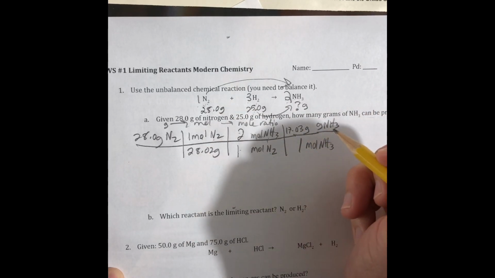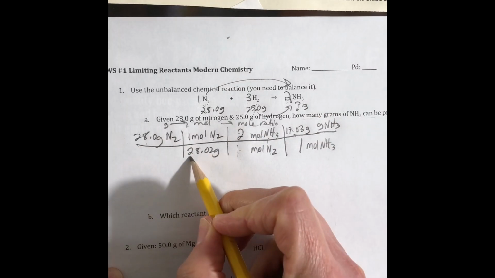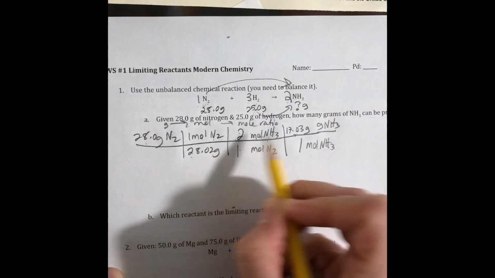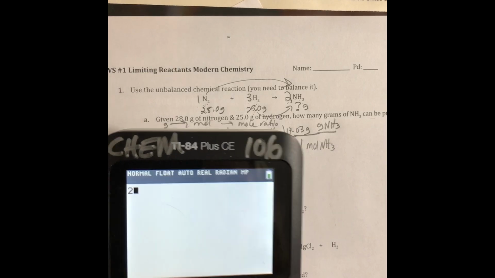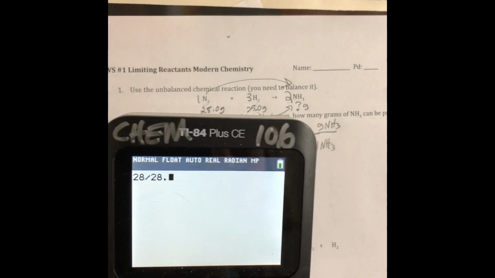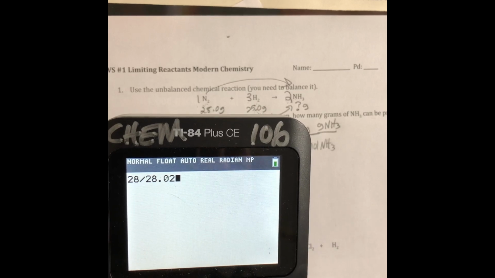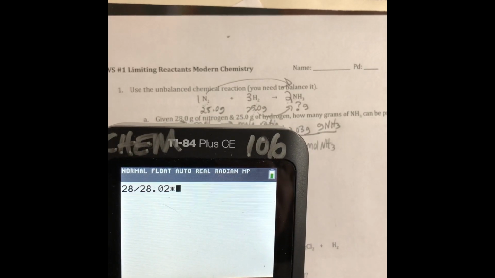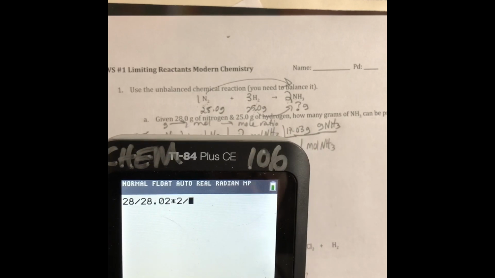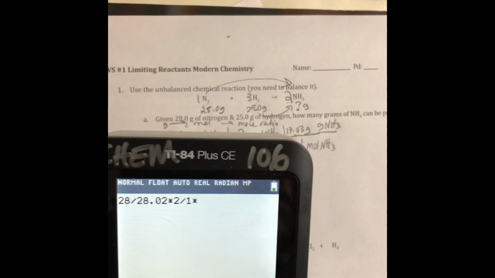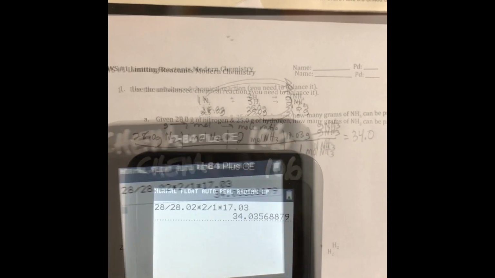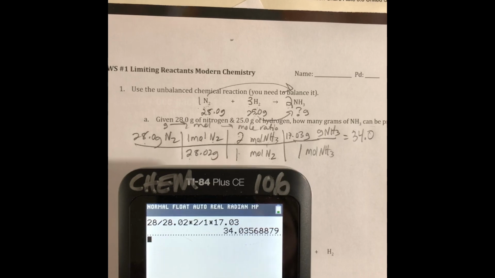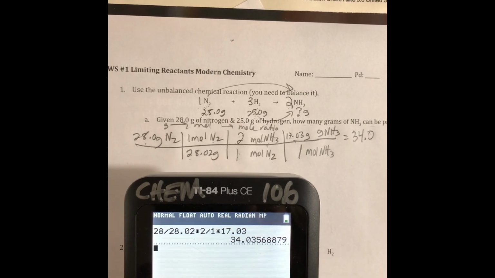And now I do my math. In my calculator, I'll do 28 divided by 28.02 times 2 times 17.03. Let's see if we can do that on here, and maybe you can see it. So we will do 28 divided by 28.02 times 2 divided by 1 times 17.03, and that equals 34. It actually equals 34.0 because we need to have 3 sig figs. We started with 3 sig figs, so we'll end with 3 sig figs.